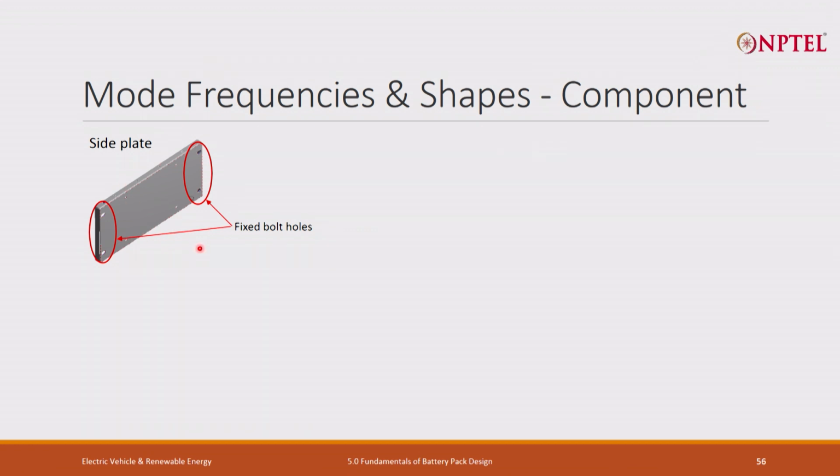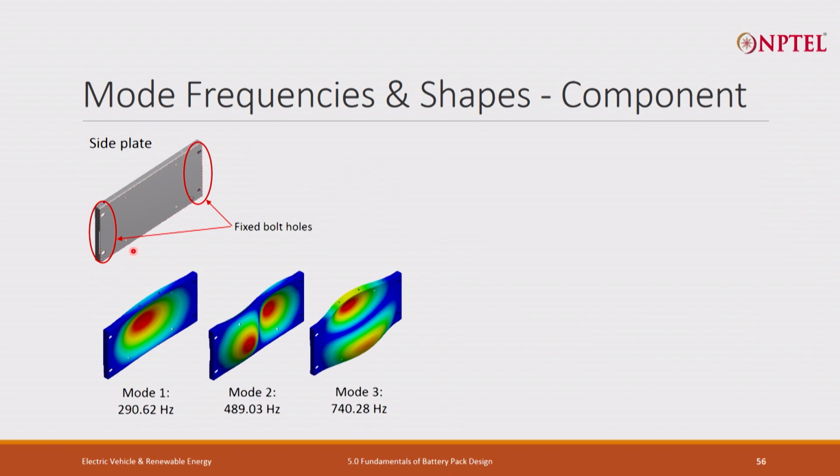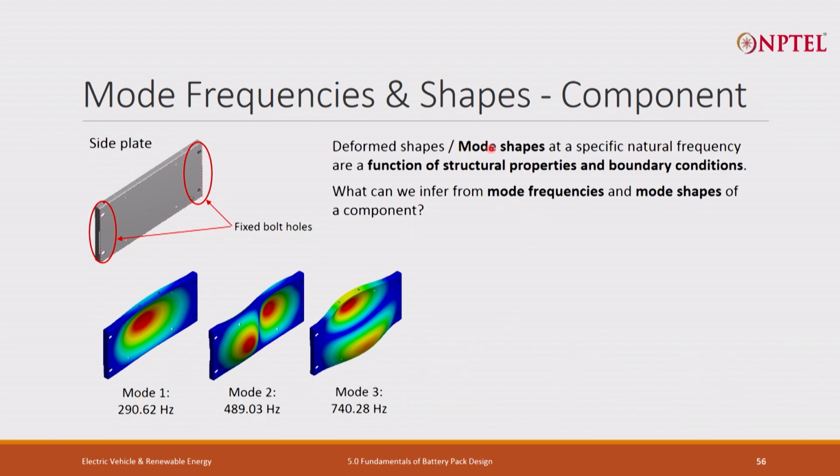So this side plate is constrained by fixed bolts at these places. Now there are three modes here. Mode 1 occurs at 290.62 Hz, mode 2 at approximately 490 Hz, and mode 3 at 740 Hz. However, the last two may not be of interest because they go beyond the 0 to 200 Hz frequency range. This one is of some interest. It's still outside my frequency range, but it can still have some interest. These deformed mode shapes at specific natural frequencies are a function of structural properties and the boundary condition. The boundary condition here is fixed.